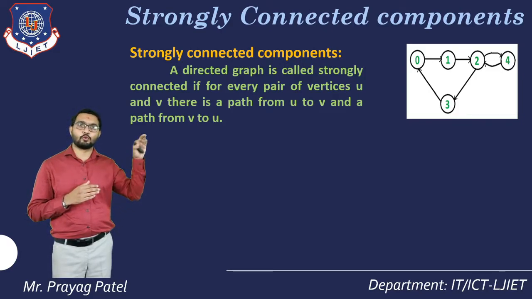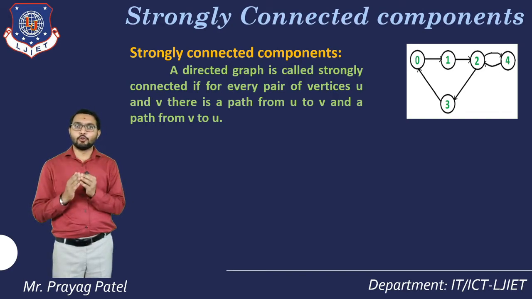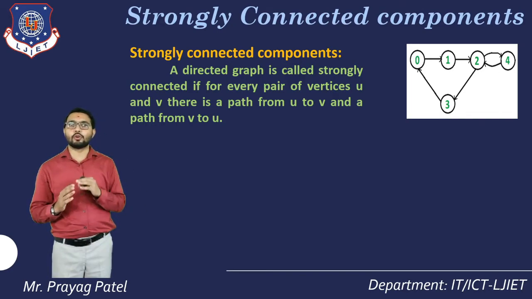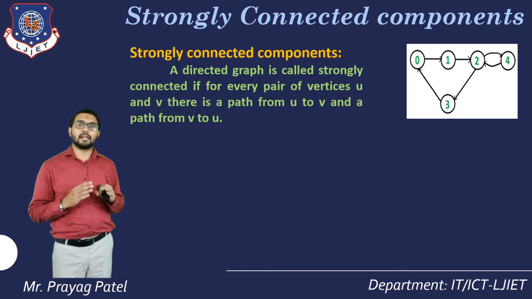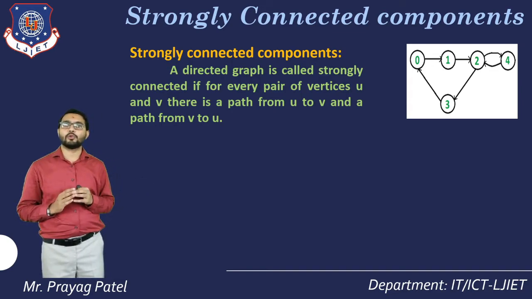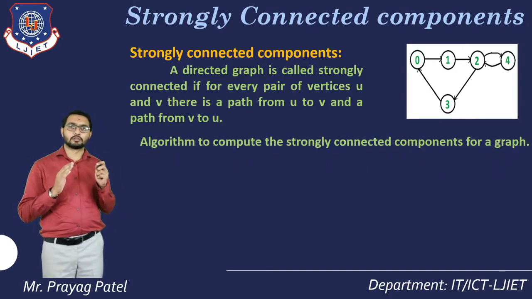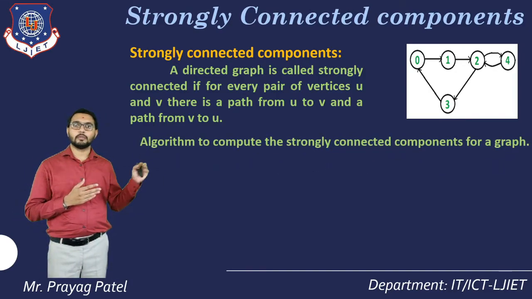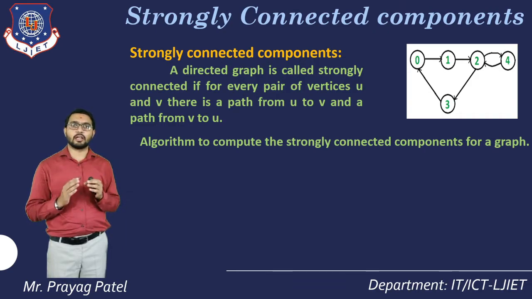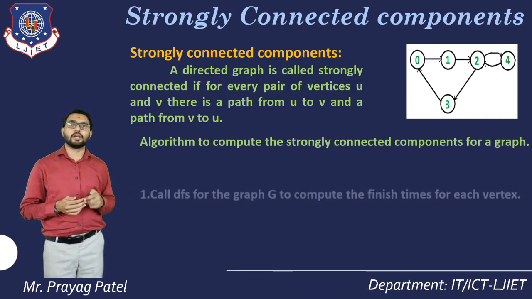2 to 4 and 4 to 2 path available. Means from u node to v node and v node to u node path is available. Then we can say that this is a strongly connected component. So here consider the algorithm or steps for the strongly connected components. Algorithm to compute the strongly connected components for a given graph.